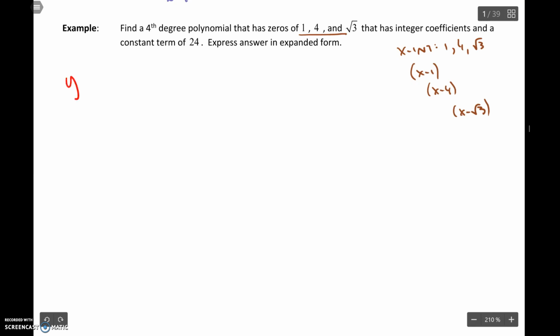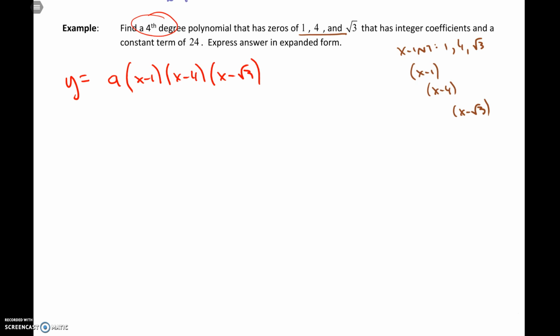Zeros, x-intercepts, factors, again, synonymous. So I could have a polynomial. The number in front of it, the constant multiplier, can be anything. It could be a negative 100, so I don't know any number in front of it. But it has to have a factor of x minus 1, a factor of x minus 4, and a factor of x minus the square root of 3. So if I expand this out, this would account for 3 degrees of the 4 degrees that are needed. So if I want a fourth degree, I got to add another factor in there.